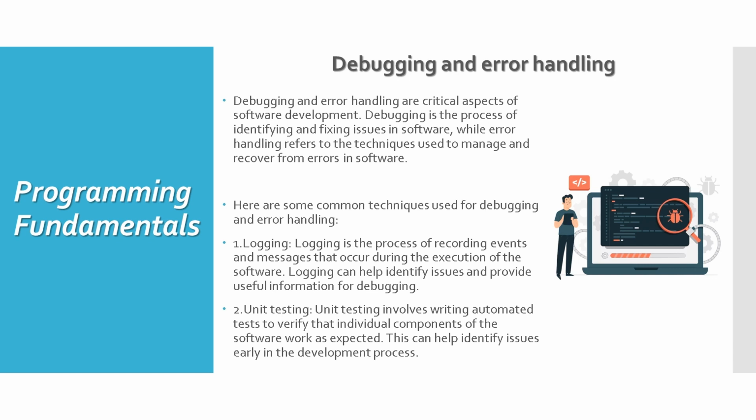1. Logging. Logging is the process of recording events and messages that occur during the execution of the software. Logging can help identify issues and provide useful information for debugging. 2. Unit testing. Unit testing involves writing automated tests to verify that individual components of the software work as expected. This can help identify issues early in the development process.